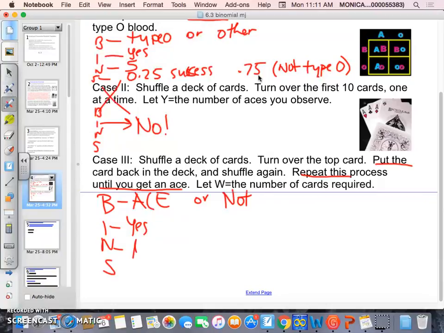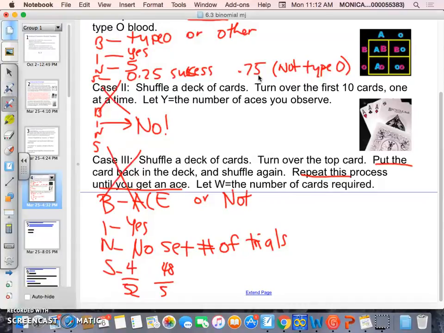So because there is no set number of trials, this is not binary either. Okay, but your success, you could figure that out. It would be 4 out of 52. That's 4 out of 52 would be your success rate, and then your failure rate would be 48 out of 52. So moving on.